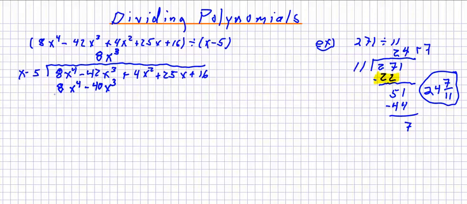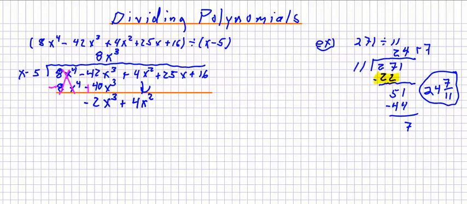And then, do it this way, we subtract. When we subtract, we just change the signs and add. The 8x to the 4th and the minus 8x to the 4th cancel. They always will cancel. Negative 42 and 40 is minus 2x cubed. We bring down this, plus 4x squared, and we repeat. We're just going to keep repeating the process.